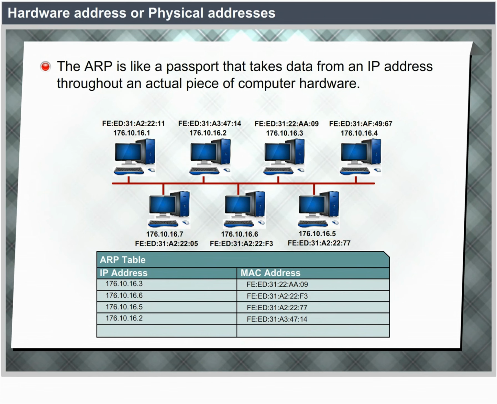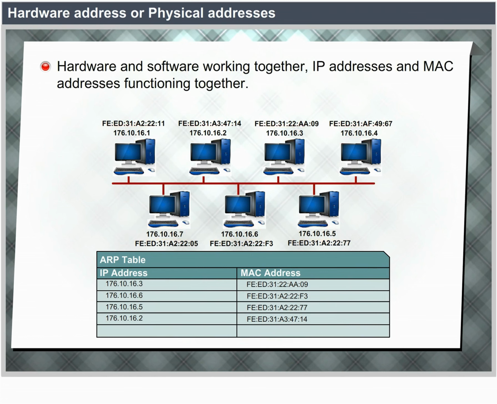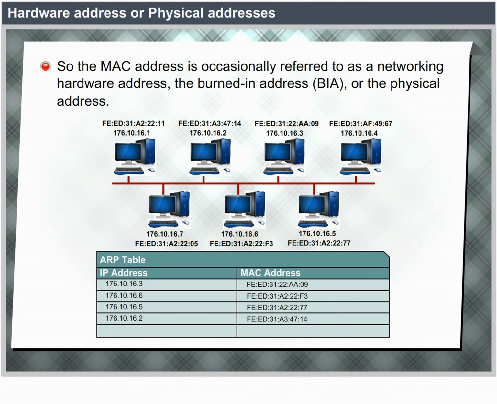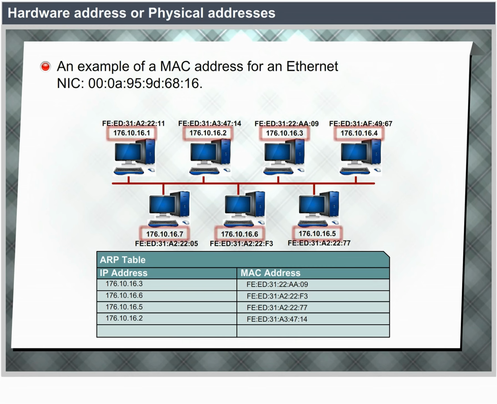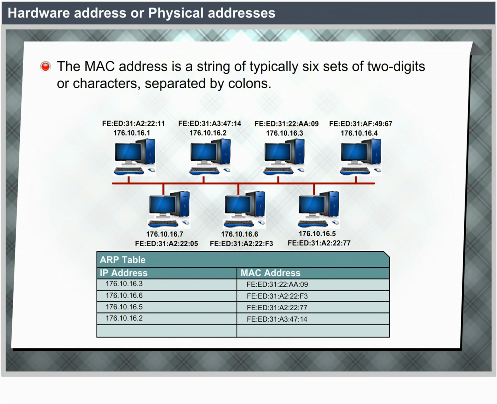Hardware and software working together, IP addresses and MAC addresses working together, so the MAC address is sometimes referred to as a networking hardware address, the burned-in address or BIA, or the physical address. An example of a MAC address for an Ethernet NIC: 00:0A:95:9D:68:16. A MAC address itself doesn't look anything like an IP address. The MAC address is a string of usually 6 sets of 2 digits or characters separated by colons.